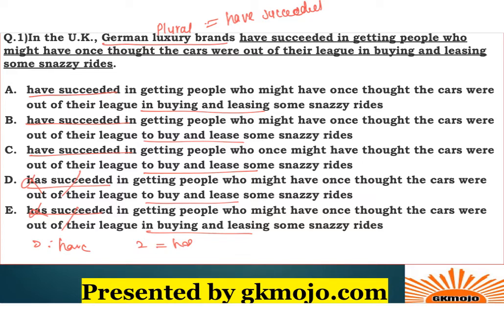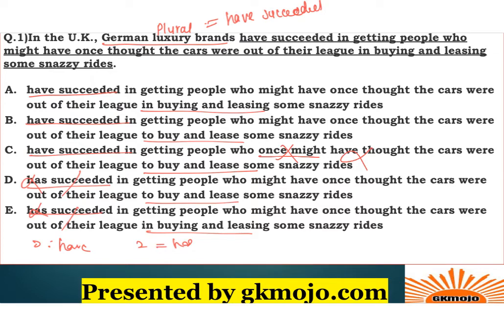Another thing we can look at is that the word "once" should always be placed before the word that it has to refer to, right? So in this sentence, "once" refers to the verb "thought". Therefore "have once thought" should be the correct placement, hence option C is eliminated. This is a wrong construction.